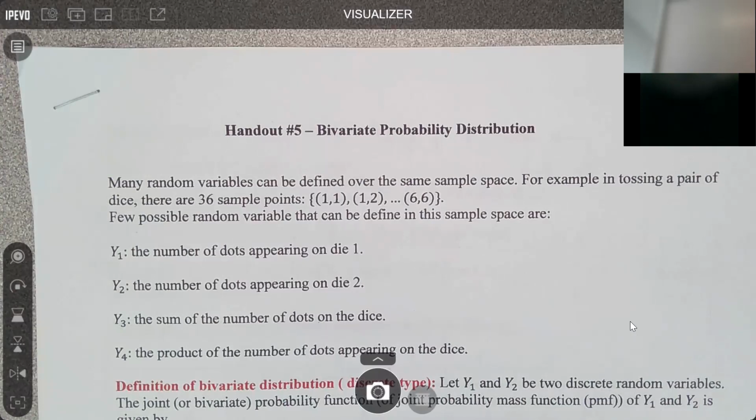And it follows the axioms of probability. What are the axioms of probability? The probability has to be greater than or equal to 0, right? And the total probability is 1. Okay, now let's go here.